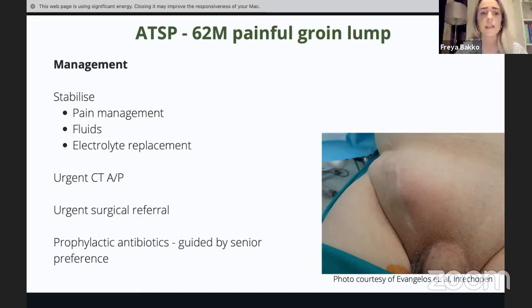Then you want to request an urgent CT abdomen pelvis and urgently refer to your surgical seniors as this patient is likely obstructed. You want to start some prophylactic antibiotics due to his raised inflammatory markers. Now, these are usually guided by either your trust guidelines or by senior preference. So make sure you check your trust guidelines before asking your seniors, just to have that little extra edge, and ask them whether they would like specific antibiotics.